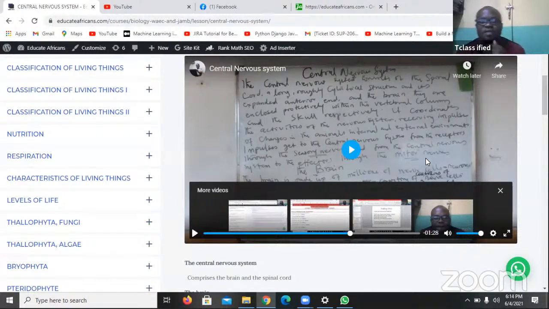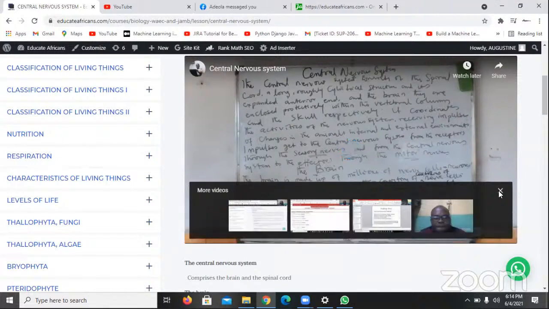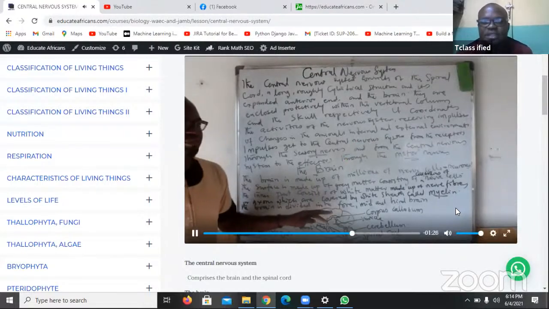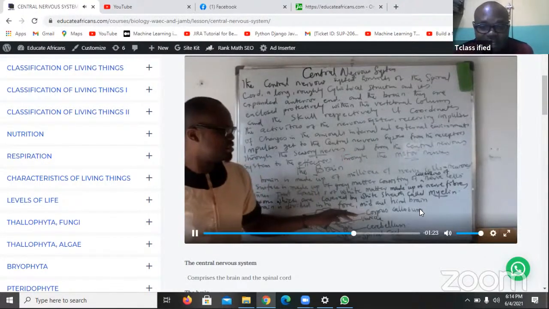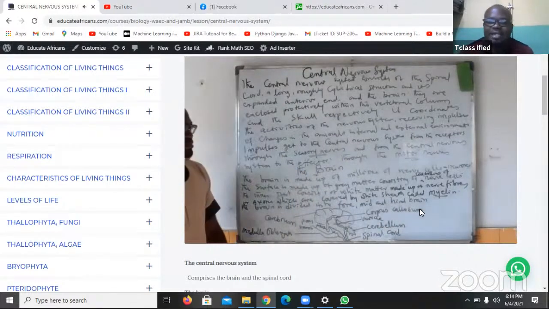Then we'll talk about the brain. We say that the brain is made up of millions of nerve cells or millions of neurons. And in the brain, we have what we call the gray matter and the white matter. The gray matter is made up of the cell bodies of the nerve cells, whereas the white matter is made up of the axons that are covered with a white sheath known as myelin. So that is it about the brain. And the brain is divided into three parts. We have the forebrain, the midbrain, and the hindbrain.